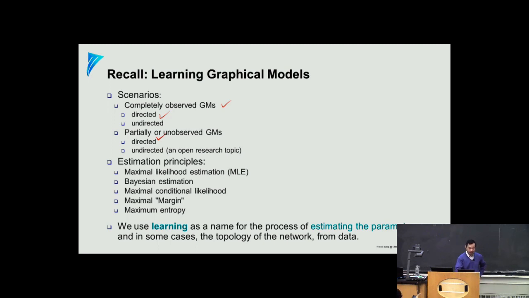Anybody want to remind me what is the killer application algorithm for these types of questions? Partially observed or unobserved directed graphical models. What algorithm do you use? EM algorithm, right?